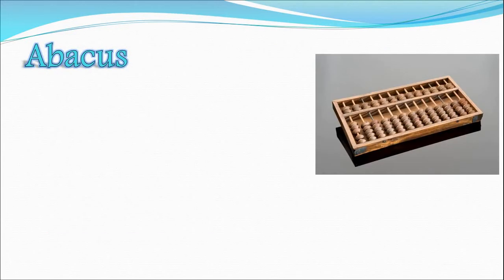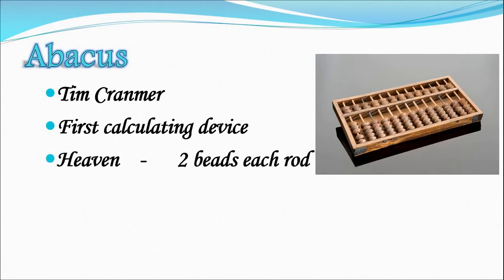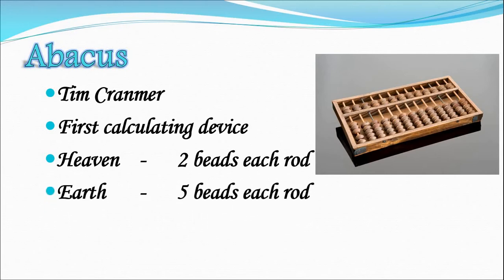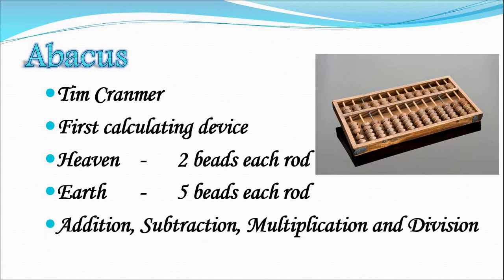Abacus was the first calculating device. It was invented by Tim Cranmer. It is made up of a wooden frame with rods. The frame is divided into two parts. The heaven part has 2 beads on each rod, and the earth part has 5 beads on each rod. It is used to perform simple calculations, and it is still used to teach school children and also for teaching arithmetic operations to blind students.